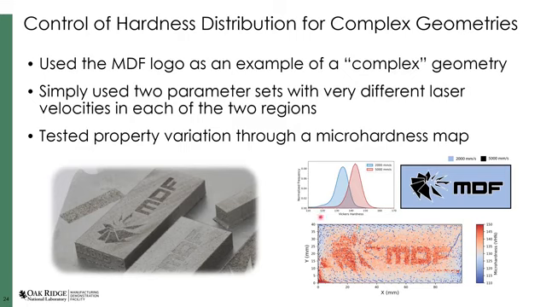Finally, I'd like to show a complicated geometry. In this case, we're taking the MDF logo as an example, and we can simply put two different sets of processing conditions in these two different regions. If we fabricate this and perform a microhardness map, you can see very clearly that we get a systematic variation in our hardness between these two regions that's associated with the variations in laser velocity. We can also perform the statistics on this and show how much of a variation we get.